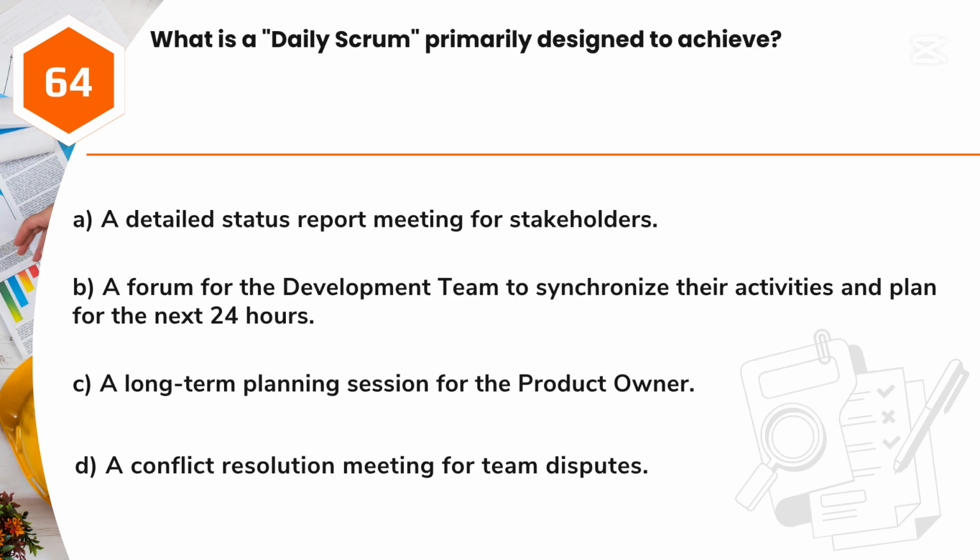Question 64. What is a daily Scrum primarily designed to achieve? A. A detailed status report meeting for stakeholders. B. A forum for the development team to synchronize their activities and plan for the next 24 hours. C. A long-term planning session for the product owner. D. A conflict resolution meeting for team disputes.